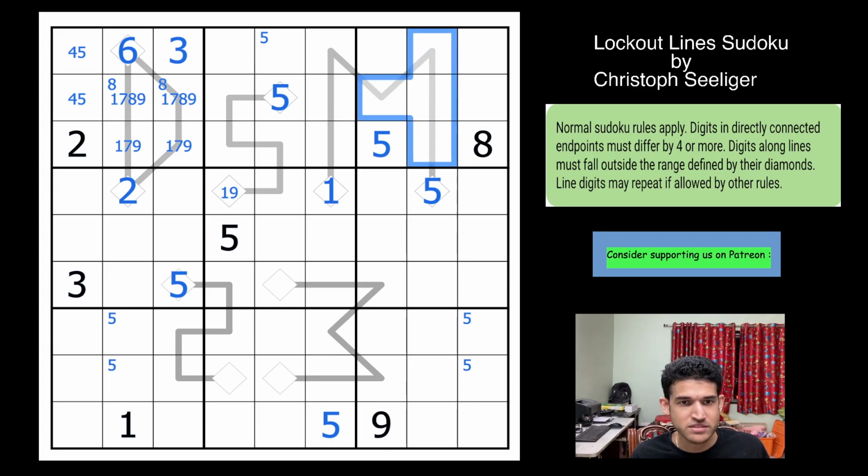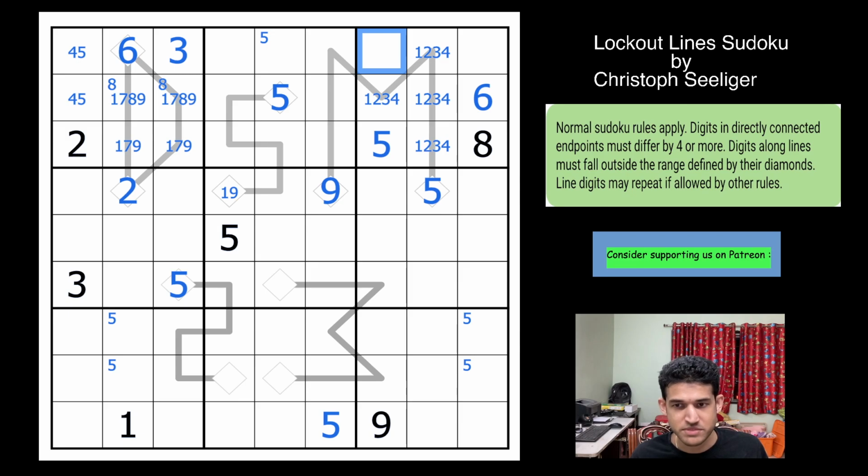So this means this is not 1. This is a 9. And which means this is not 5, 6, 7, 8, 9. That's 1, 2, 3, 4. And that means 6 goes here. You can't have 6 in these 2 cells. 6 goes here. And that means these 2 cells must form a 7, 9 pair.